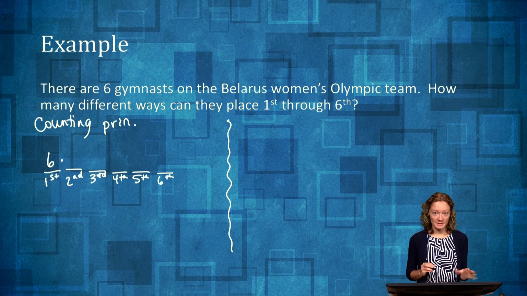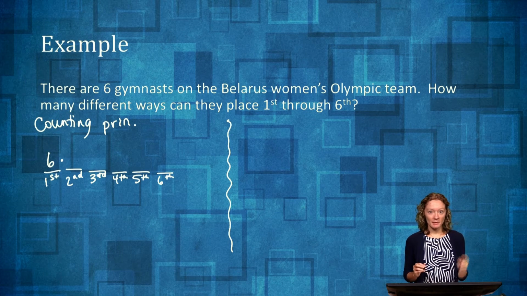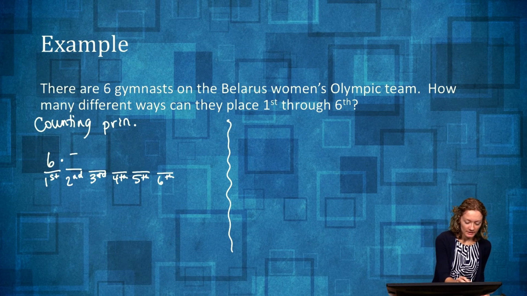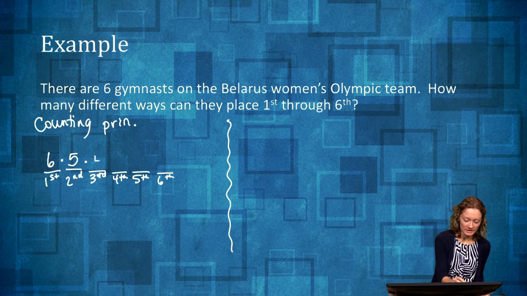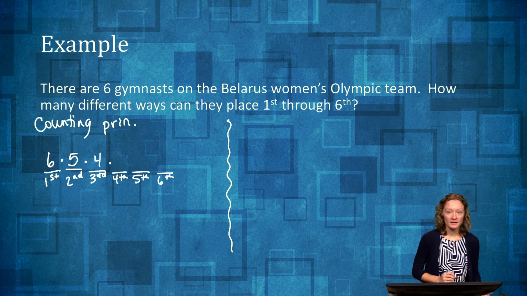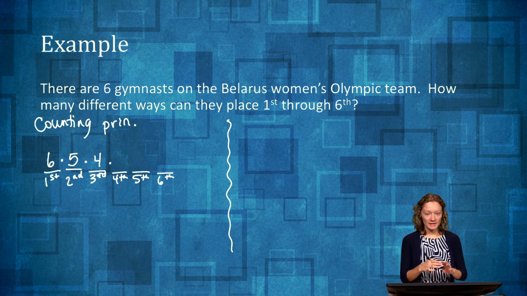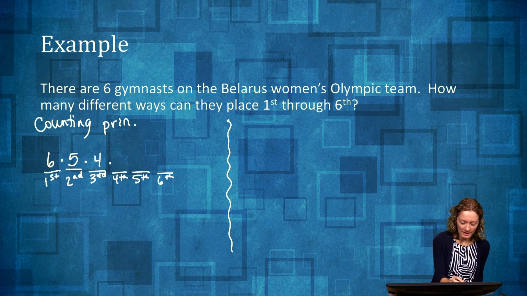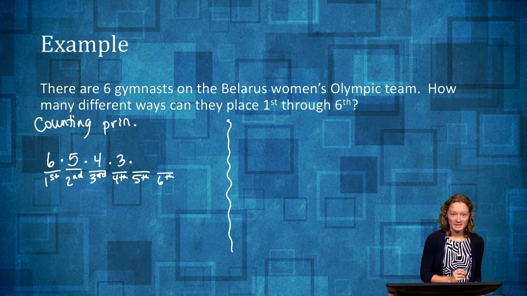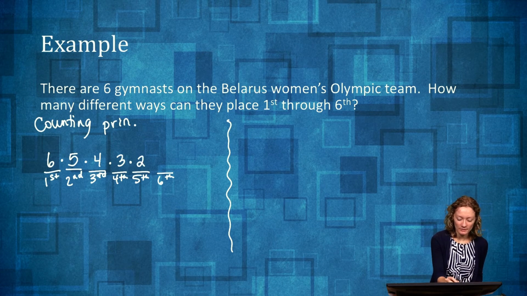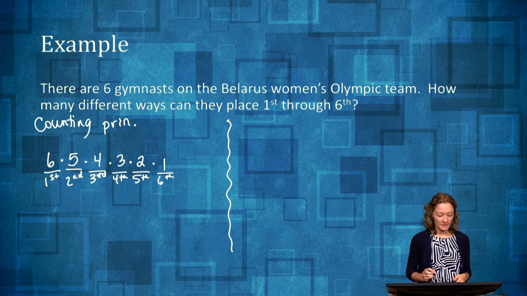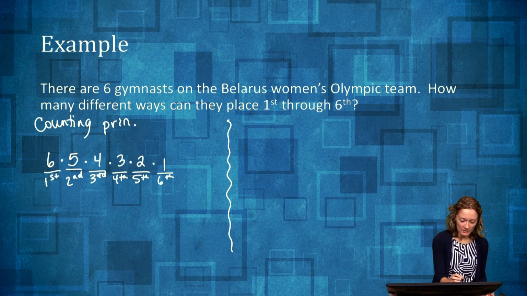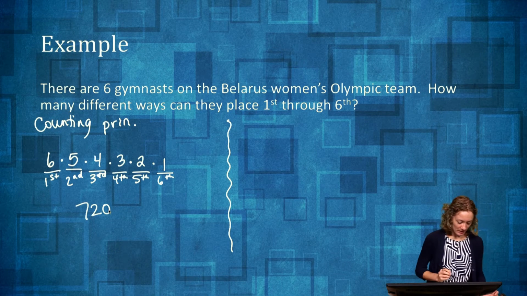Okay, now first place has happened. Someone has placed. How many different ways can they place in second? Then there's only 5. Someone has placed. How many different ways can you place in third? There'll be 4. Again, you've got a first, second, and third at that point, so there's only 3 gymnasts remaining. 3 different ways to get 4th place, then 2 different ways to get 5th place, and then there'll be 1 person left for 6th place. So the counting principle looks like this. Multiply all of these numbers together, we get 720.